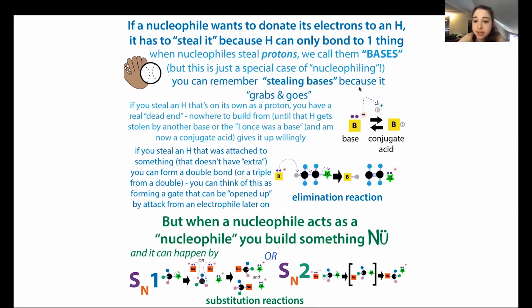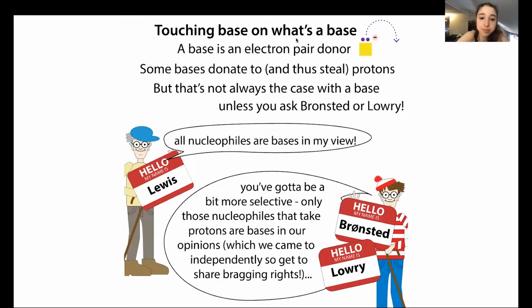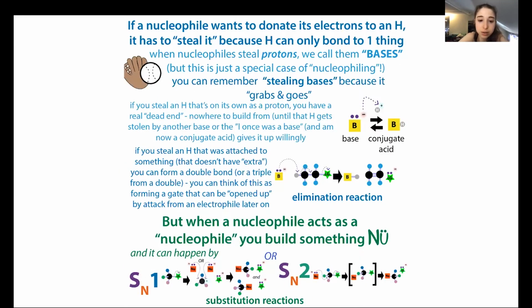So you can think of stealing bases. We call it acting as a base, because remember we talked about how the Bronsted-Lowry definition of a base was that you were stealing a proton. The Lewis definition of a base is basically all nucleophiles, but typically we refer to acting as a base when we refer to taking a proton specifically. But you can see here that when you take the proton, you basically have a dead end.